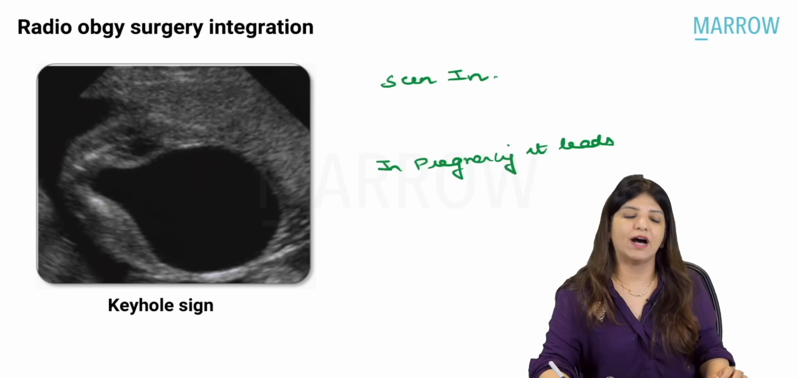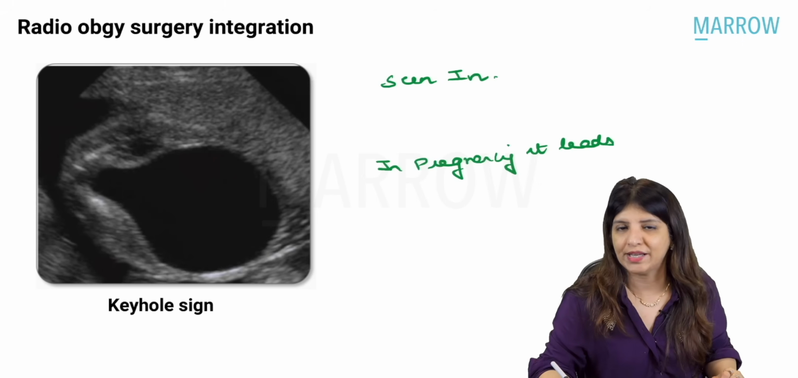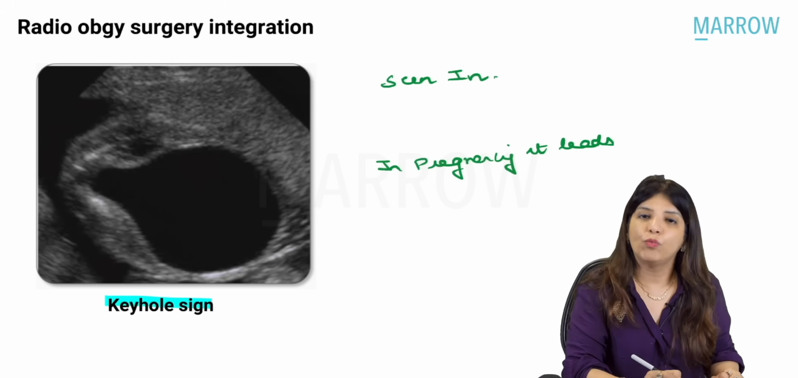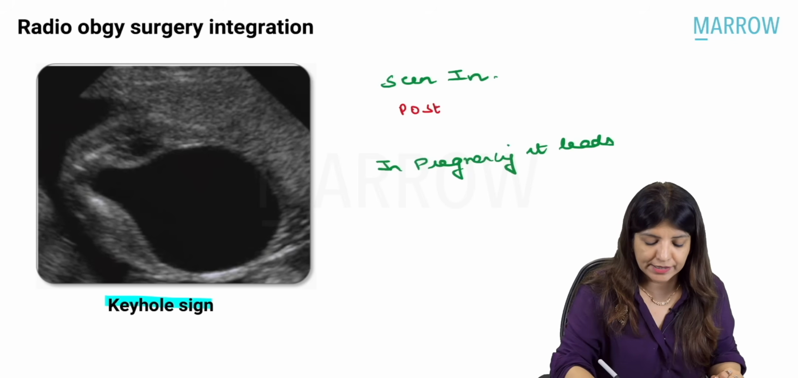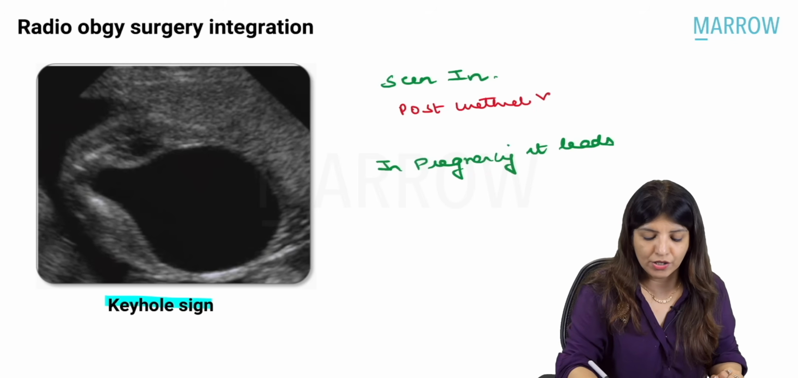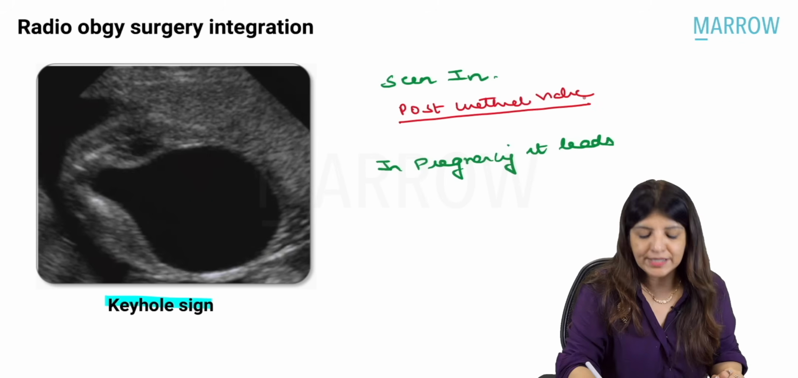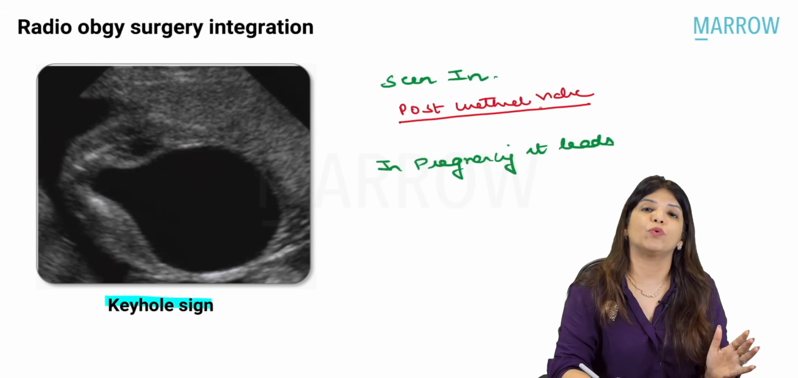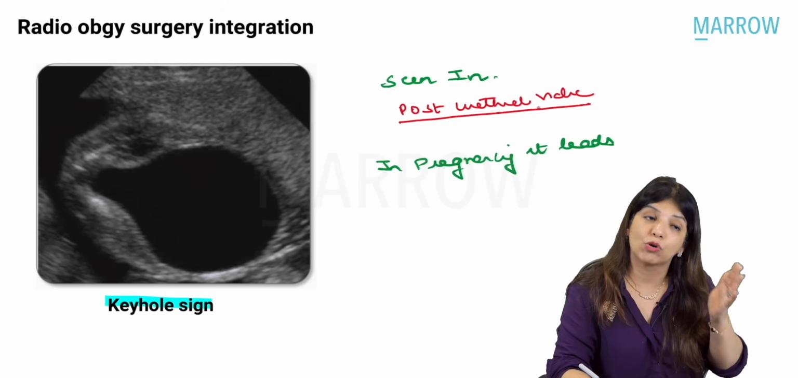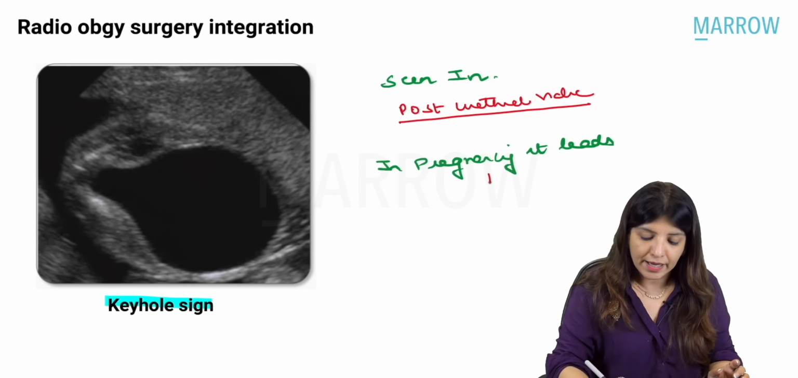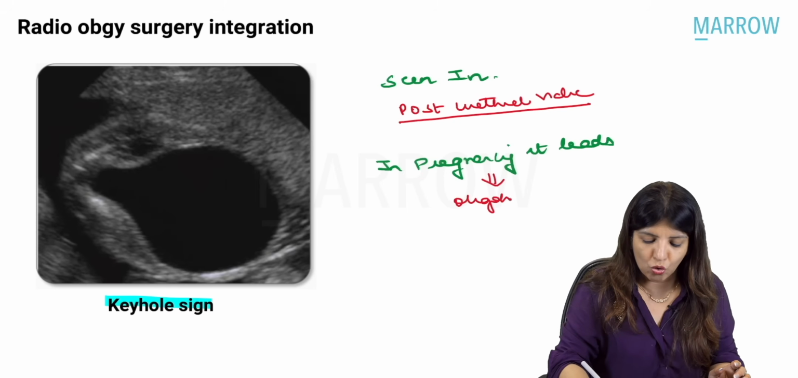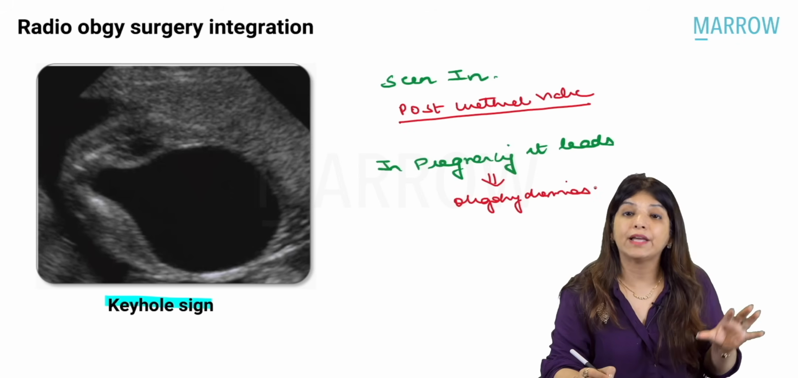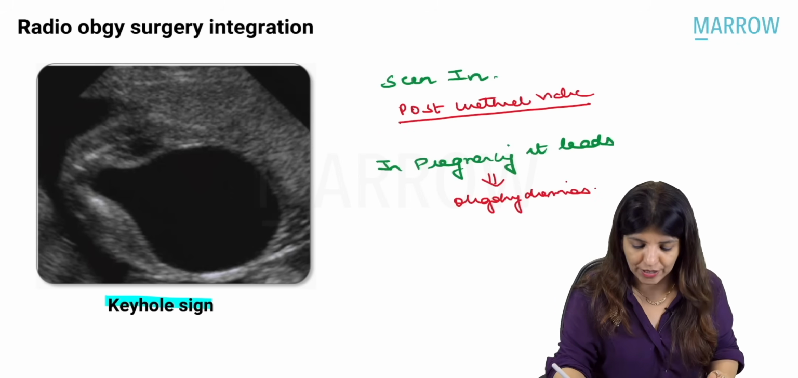Another image which can be asked as a radio-OBGY-surgery integration is this image. What are you seeing over here? You are seeing a keyhole sign. Where do you get a keyhole sign? A keyhole sign is seen in posterior urethral valve, right? And again, please understand, whenever there is a posterior urethral valve, there is going to be decreased urine output. And because there is going to be decreased urine output, in pregnancy, it leads to oligohydramnios. So that is how they can be linking radio, OBGY and surgery, right?